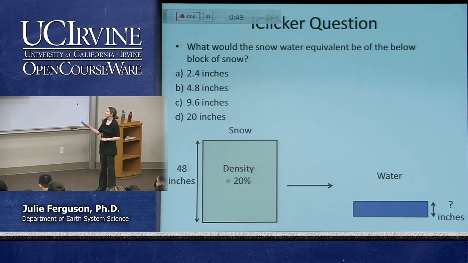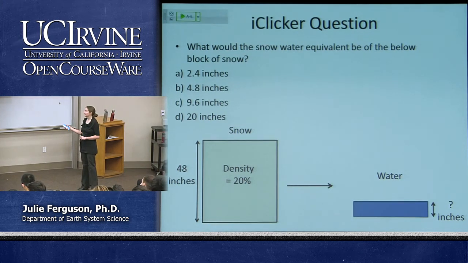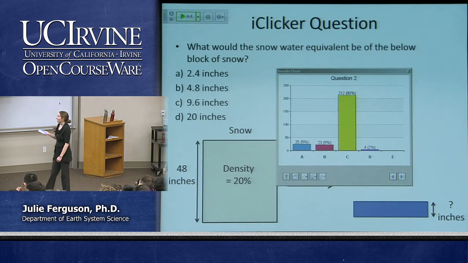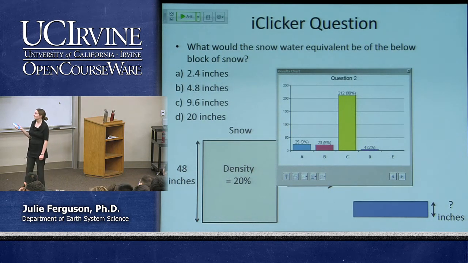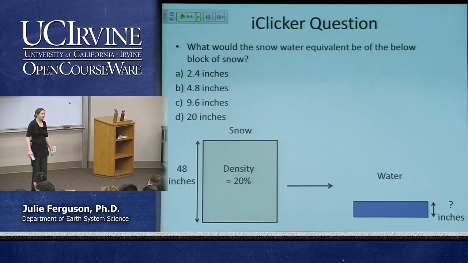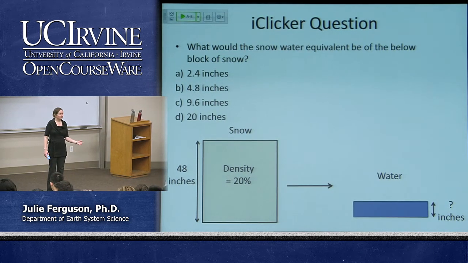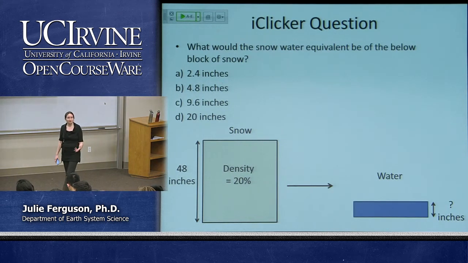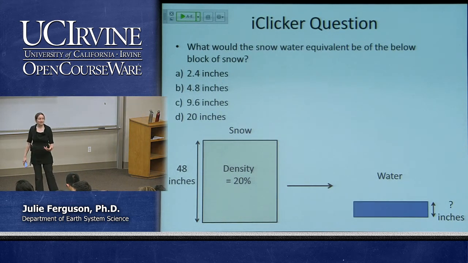Right, so let's see how good our maths is today. Oh, well done, guys. Excellent. So yes, 9.6 inches. And the easiest way of doing it is saying, what's 10% of 48? It's 4.8, times 2 is 9.6. So that would be our snow water equivalent. It would be 9.6 inches.